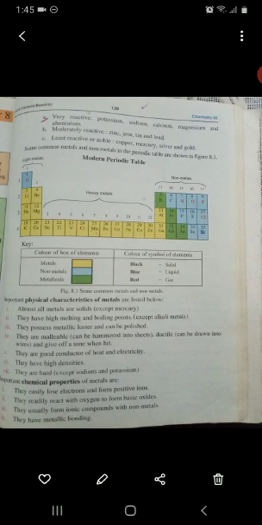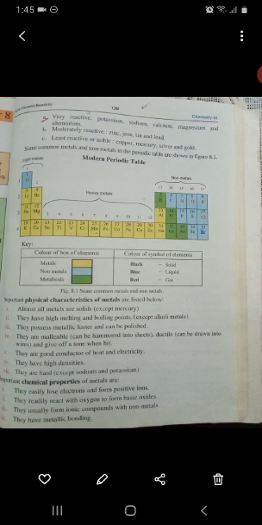Second, they have high melting and boiling points except alkali metals. Metals have very strong bonding inside them, that's why they have high melting and boiling points, but the alkali metals have comparatively low melting and boiling points. And what are alkali metals? The metals of the first group. Number 3, they possess metallic luster and can be polished. We know that all metals have a shiny surface, that is called metallic luster. There is a special shine on metals which we call luster, and they can be polished. If their shine decreases, you can polish them again, and their shine and beauty is restored.